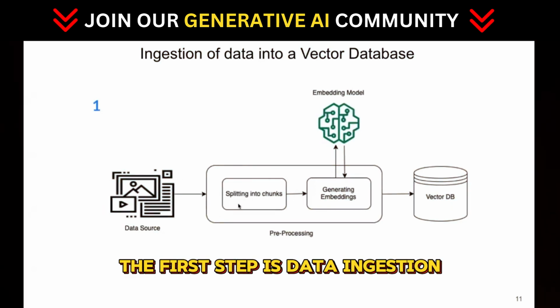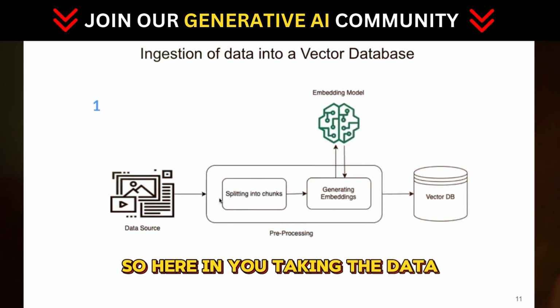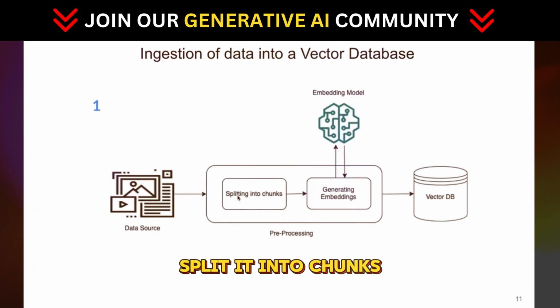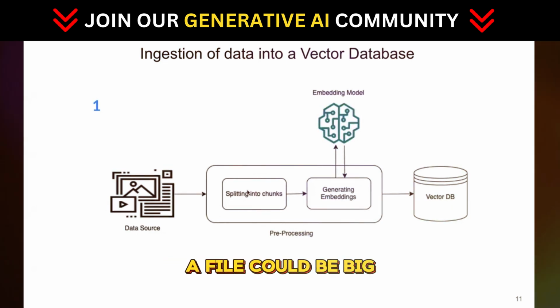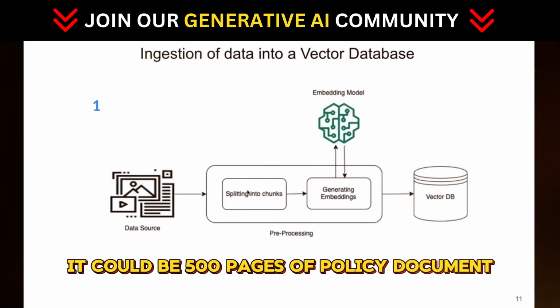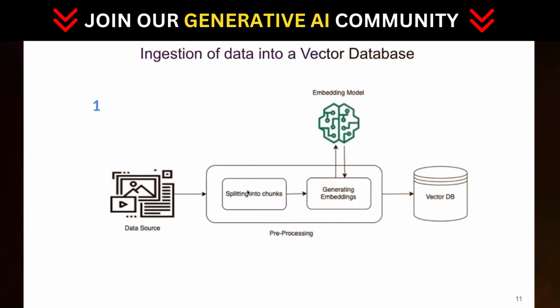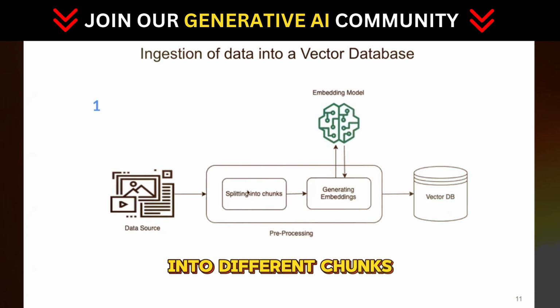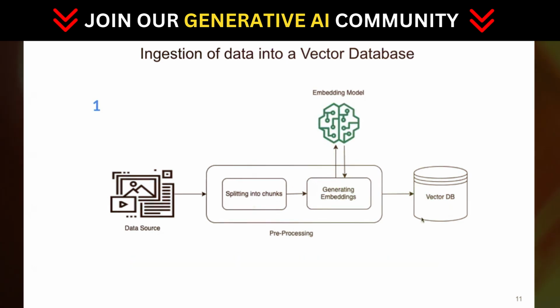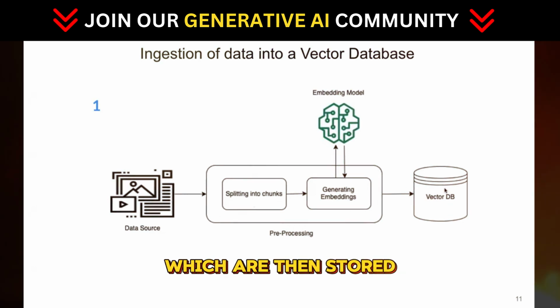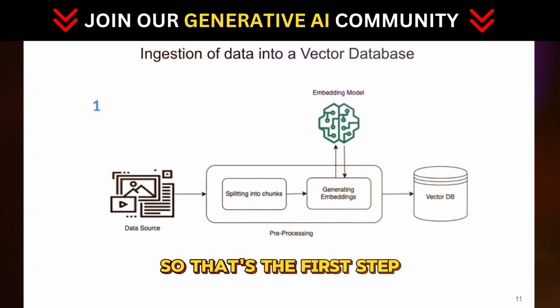The first step is data ingestion. So here you're taking the data, split it into chunks, and that's an important part. When you ingest a file, it could be big, it could be 100 pages of PDF, it could be 500 pages of policy document. So the first step is to split into different chunks and then use embeddings to convert these chunks into vector embeddings, which are then stored in your vector database. So that's the first step.